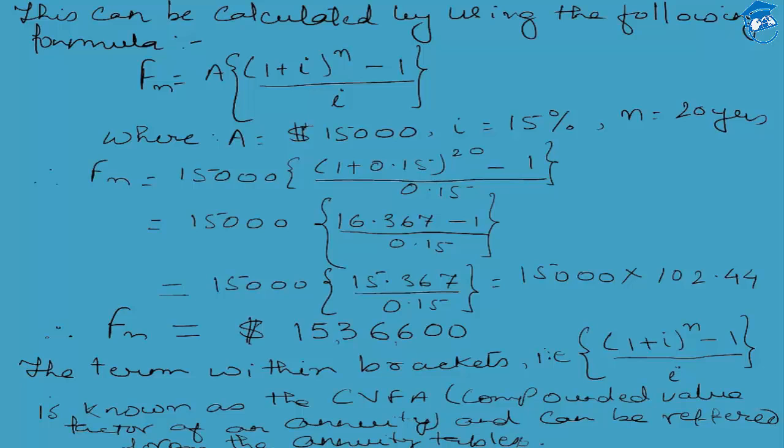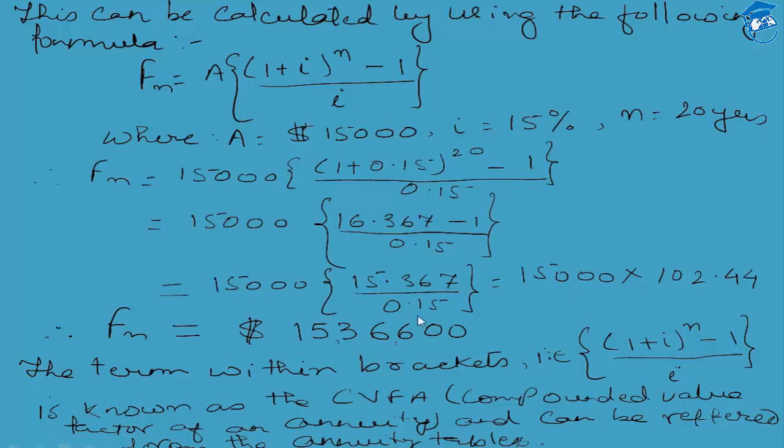So by referring to the future value of the lump sum tables, we come across the point that $1 increasing for the next 20 years at a rate of 15% works out to be 16.367. So again, putting it in the formula, 15,000 within bracket 16.367 minus 1 upon 0.15. After solving it, we are getting 15,000 multiplied by 102.44.